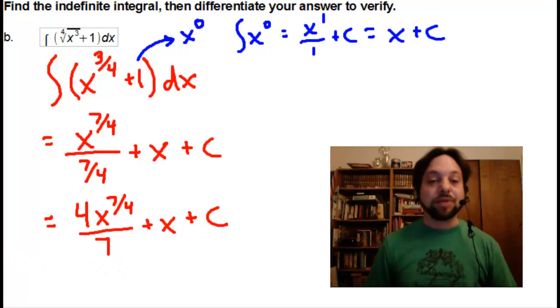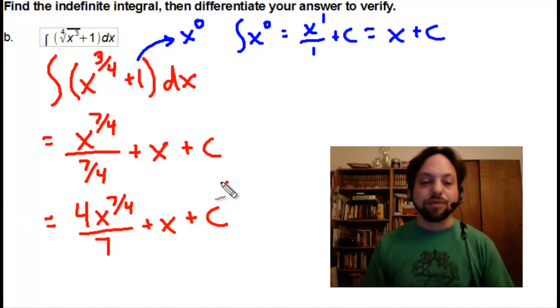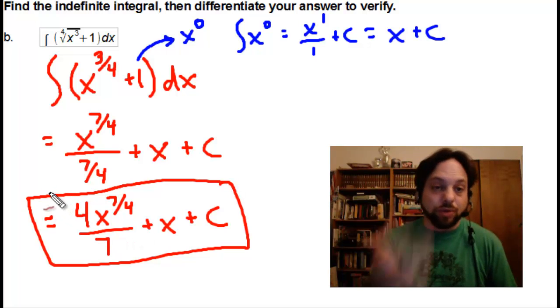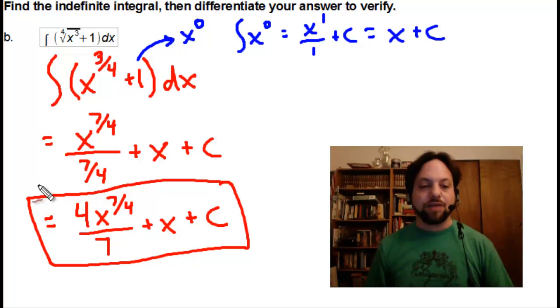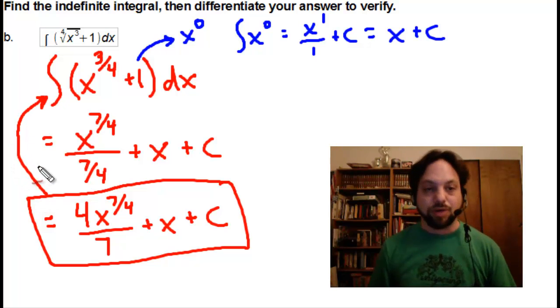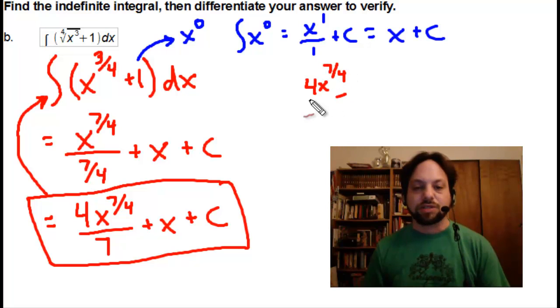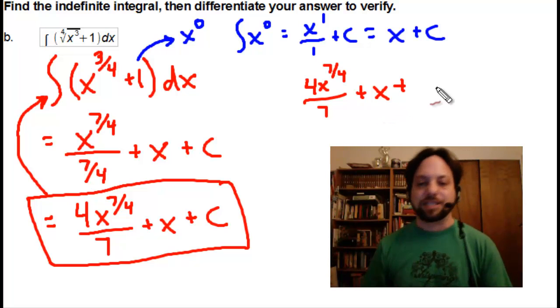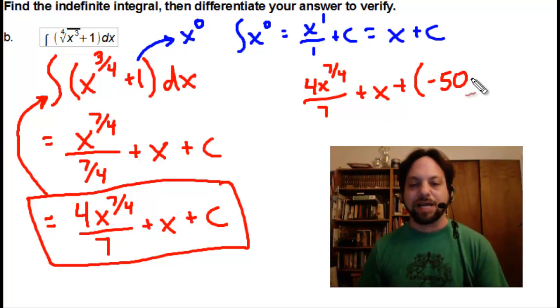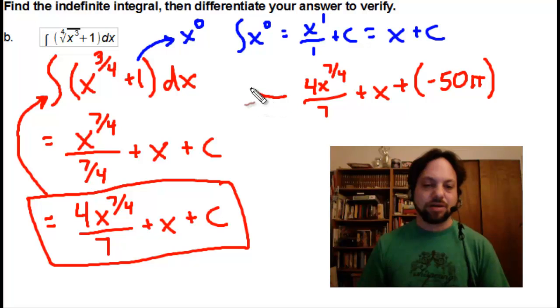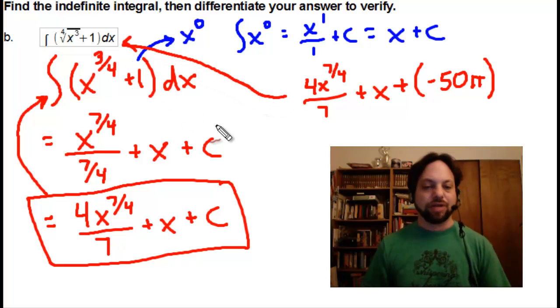It is correct. But following the directions, I now challenge you to differentiate this answer that we got. If you differentiate it, what do you think you're going to get? Do it real quick. You might be able to do this in your head. And if you do, don't you get back to our original problem? Well, here's something I want you to try real quick. Instead of doing plus c, what if we did 4x to the 7/4 over 7 plus x plus, choose a constant, any constant you like. How about negative 50 pi? That's a big constant. Differentiate that. And what are you going to get? Again, you're going to get our original integral.